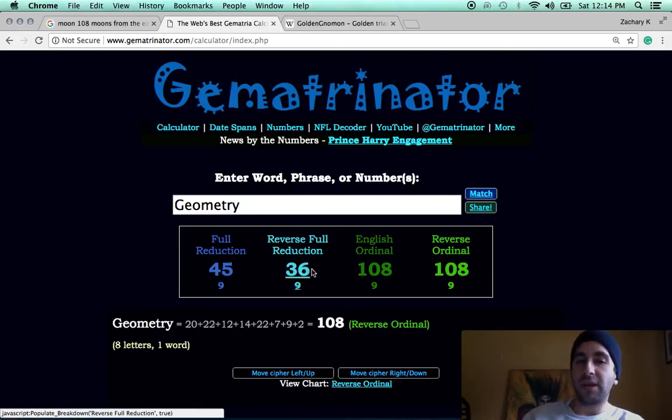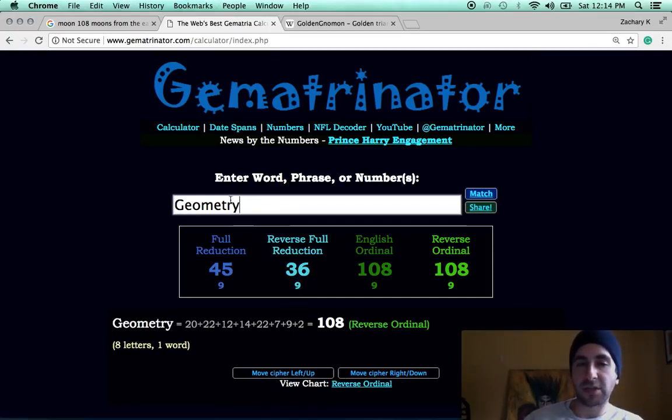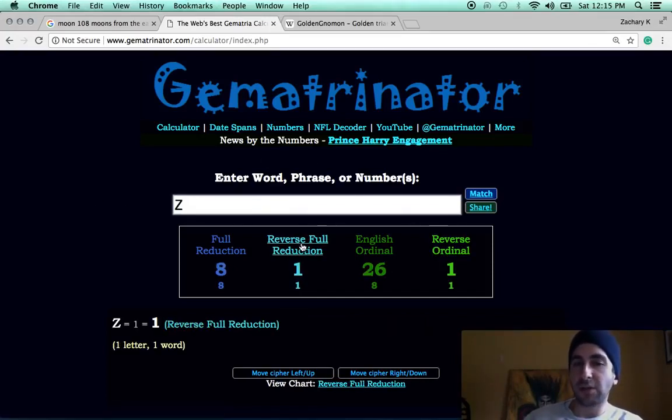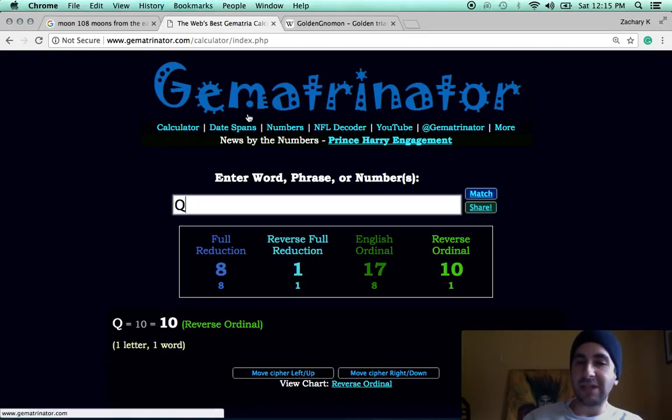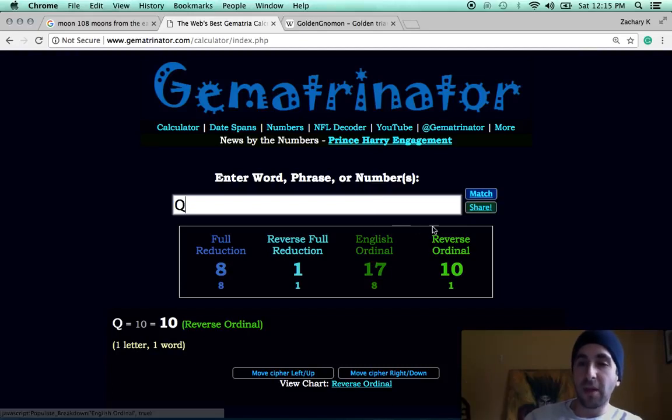Notice also that geometry has this reverse reduction gematria of 36. That's using the rules of numerology. So in reverse gematria, Z is 1. I'll just show you this. Z is 1, so in reduction, Z is also 1. Q is the 10th letter in reverse order. The numerology of 10 is 1 plus 0, which is 1.